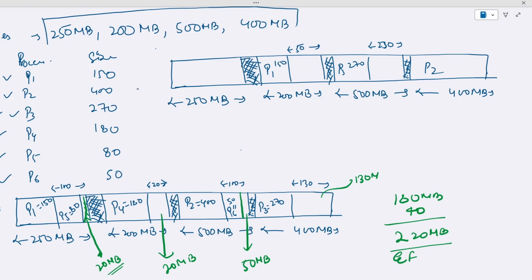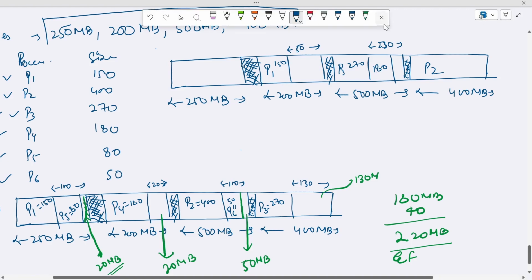The memory space is not even close, so we cannot put it. In the second block, 50 space is left, so we cannot put this there. In the third block, 230 space is left, and it's a 180. So if we compare the first block and the third block, we definitely have to fill this in the third block, so 180 space here. We put 180 over here, and 230 minus 180 leaves 50 MB of space. So 50 MB of space is left on this side.